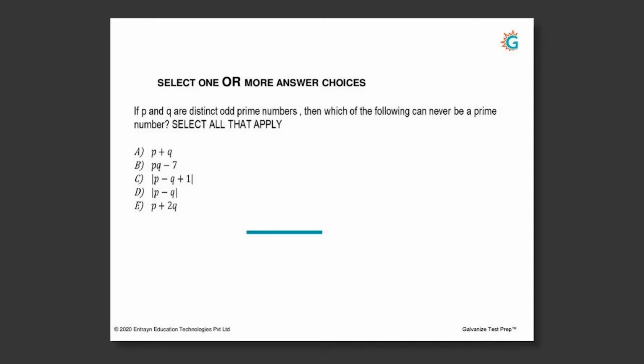I think only one or two have got it right. The answers are just A and B. Okay. Let's see how we get it.